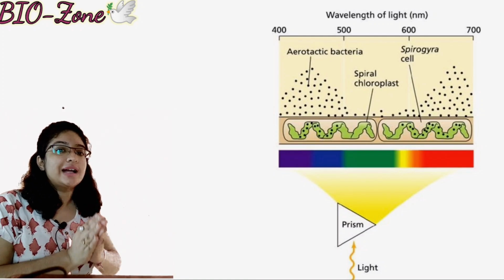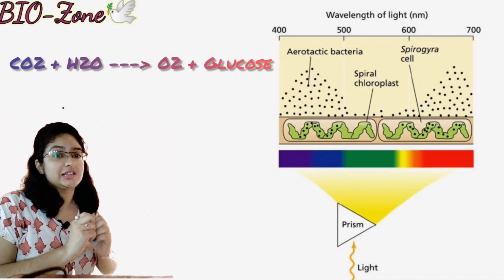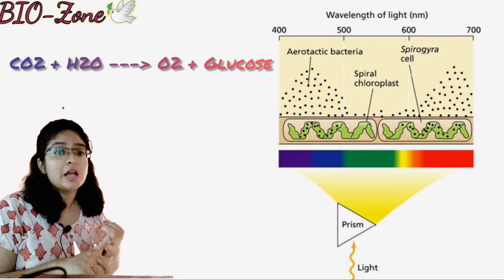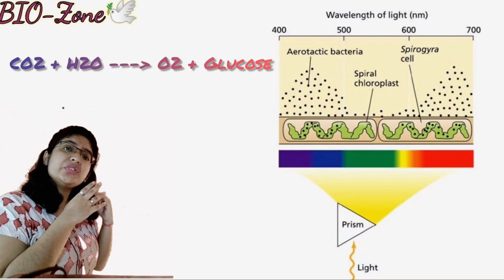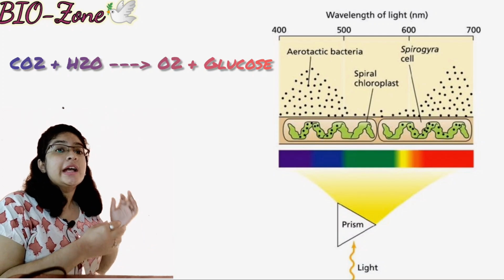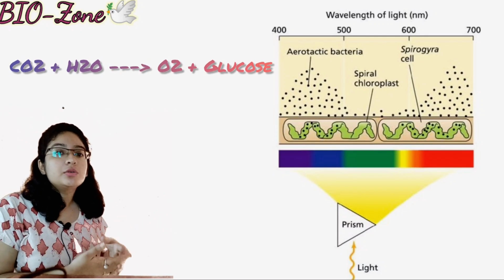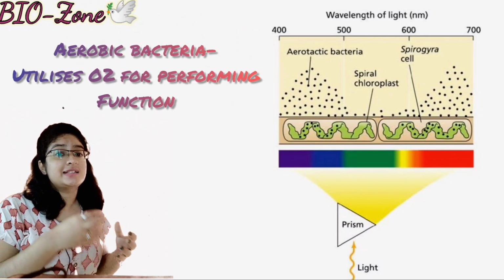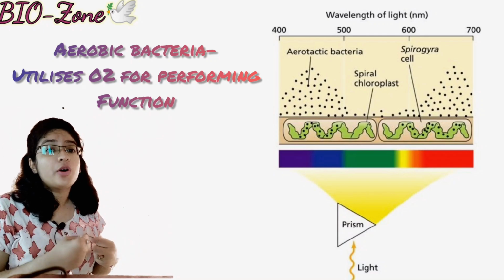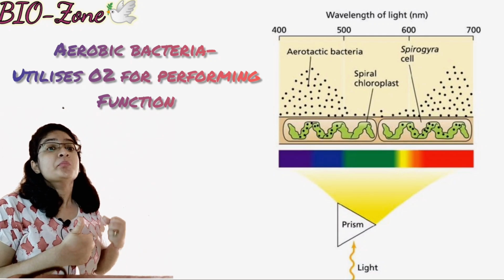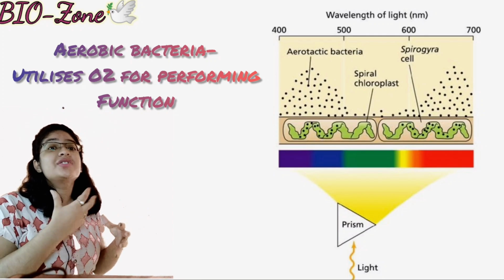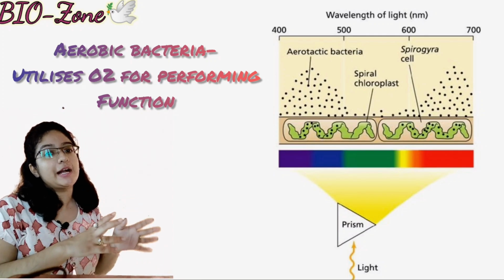Generally we all know that the end products of photosynthesis are oxygen and glucose. In the case of green algae, the same is happening. They utilize the light and produce oxygen and glucose. Now aerobic bacteria use the oxygen for their activities, so where more oxygen is being produced, they accumulate in that region.